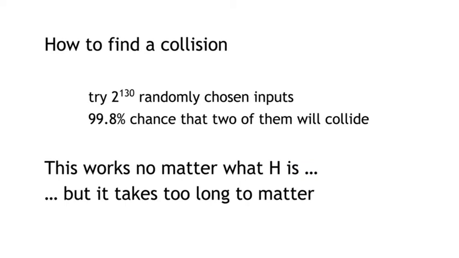Now, how would you find a collision? There are ways to find it. One of these that is guaranteed to work is if you try 2 to the 130th power random inputs, there's a 99.8% chance that two of them will collide. However, that many random inputs would take entirely too long to even matter. So there are no hash functions that have been proven to be completely collision-free, only that it is almost impossible to find these collisions.